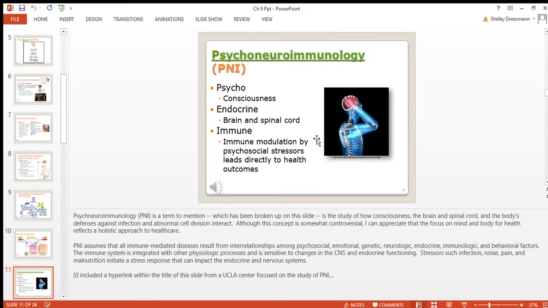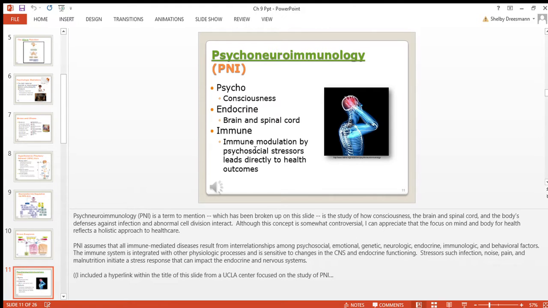PNI, psychoneuroimmunology. So psycho, consciousness, endocrine, brain, spinal cord, immune, modulation by psychological stressors leads directly to health outcomes. So I'm going to call it PNI because there is no way I'm going to be able to say that over and over again. But again, PNI is the study of consciousness, brain and spinal cord, and body defenses against infection and abnormal cell division.